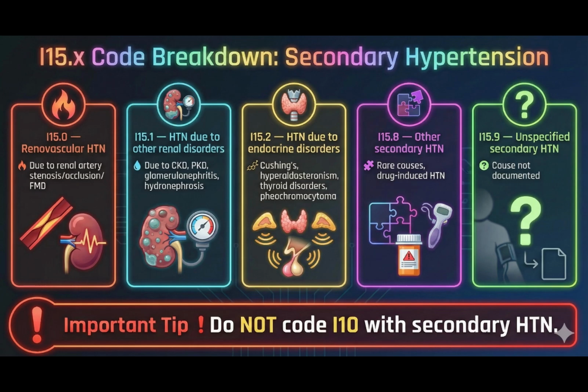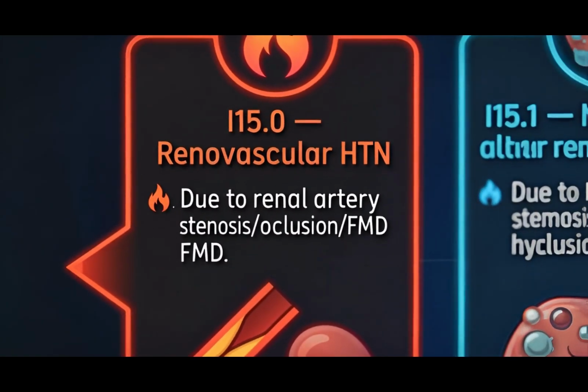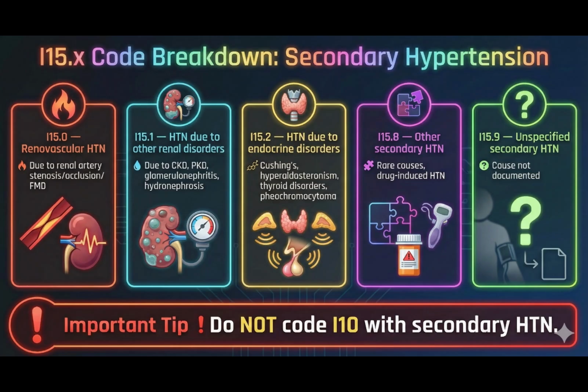I-15.X code breakdown, secondary hypertension. Now that you understand the concept of secondary hypertension, let's break down the I-15.X codes one by one. This helps you choose the most accurate code based on the specific underlying cause. I-15.0, renovascular hypertension. Use this when hypertension is caused by renal artery stenosis, occlusion, or fibromuscular dysplasia. These conditions reduce blood flow to the kidneys, leading to elevated blood pressure.